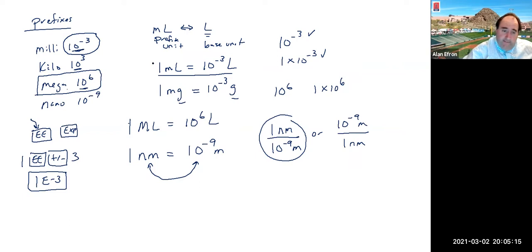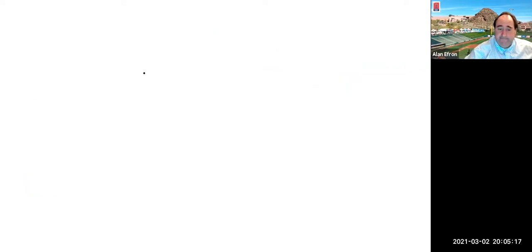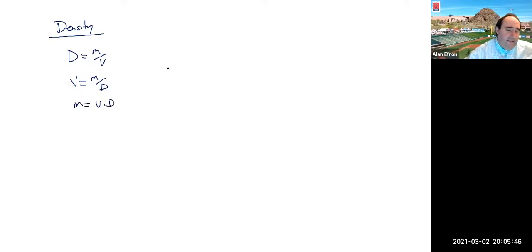So then let's talk a little bit about density. Density is the relationship between mass and volume. Density is mass divided by volume, and this is an equation that we can rearrange. If you solve for volume, volume would be mass divided by density. And if we wanted mass, it would be volume times density.